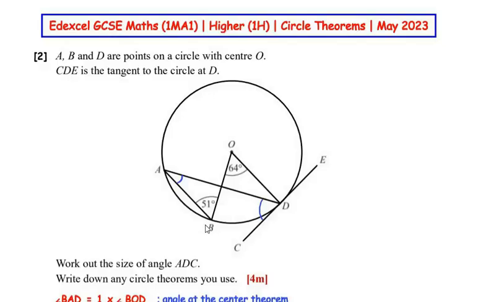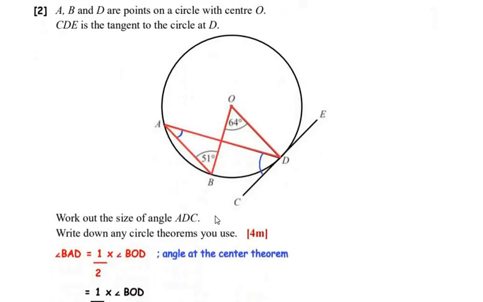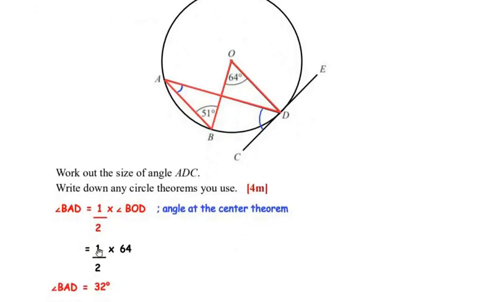Now here, let us consider the points B and D. These 2 points make an angle at the center of the circle this way, and the same 2 points make an angle at the circumference of the circle this way. So here we can use the angle at the center theorem. So here we have written the angle at the circumference, that is angle BAD, is equal to half of the angle at the center, that is 1 over 2 times angle BOD. Now here we have been given the value of angle O, that is 64 degrees. So here we have written 1 over 2 times angle BOD is 64.